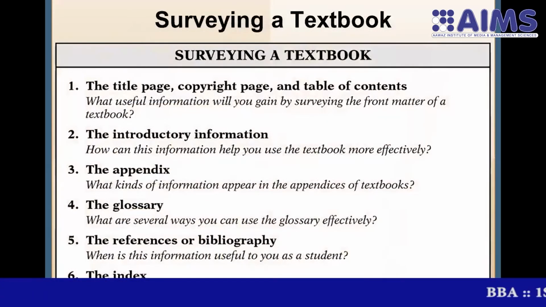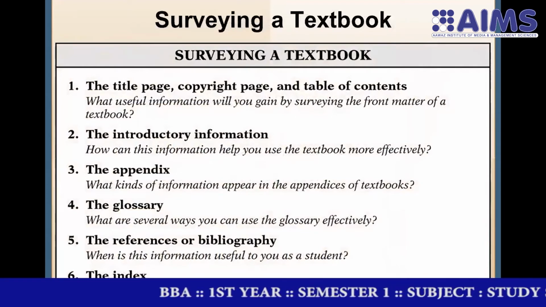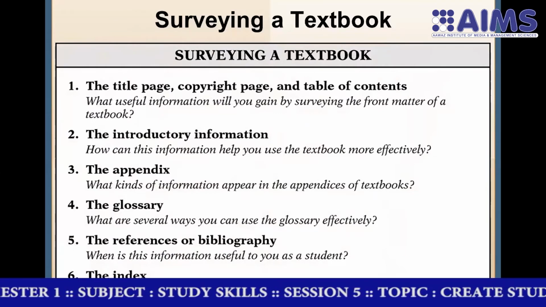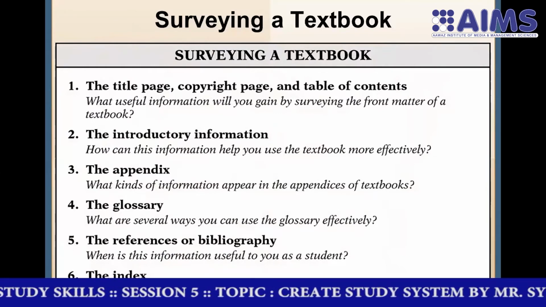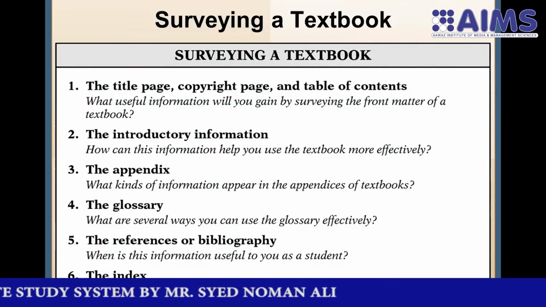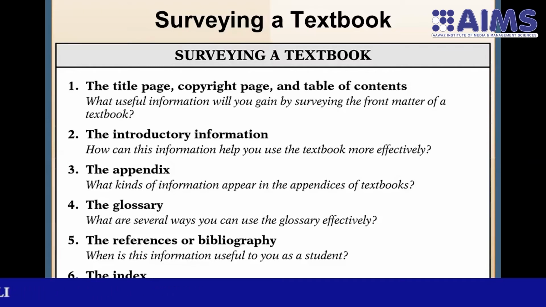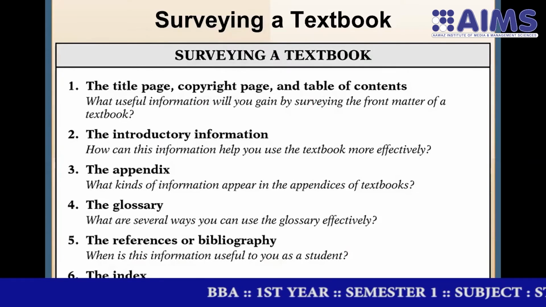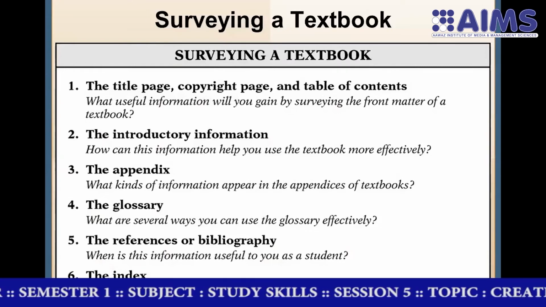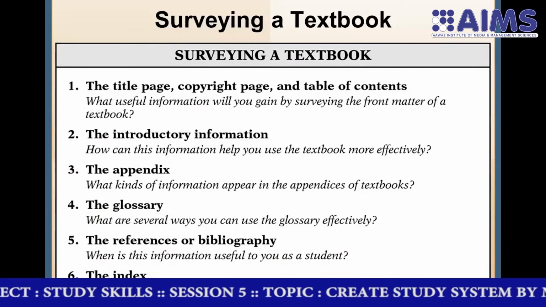So, how can you survey a textbook? Title page, copyright, and the table of contents. It shows what useful information you are given by surveying the front matter of the textbook. It shows the title, slogan of the author, intention, copyrights, main content, and the introductory information. How does this information help you to use the textbook more effectively? The prefaces, indices, content, and sub-content are all there to help you. Appendix.